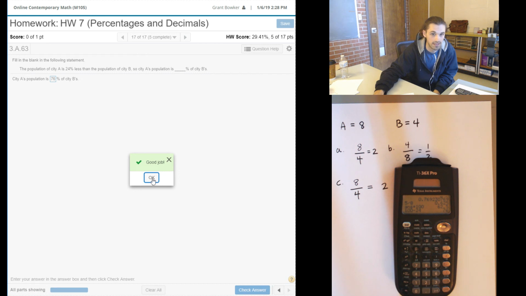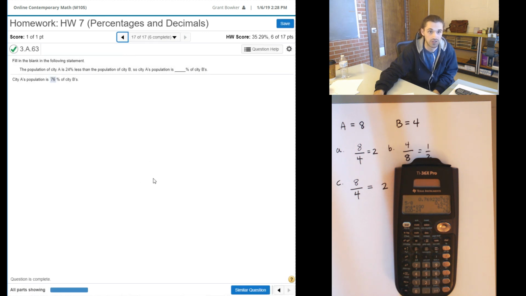All right, and that ends the section on percentages and decimals. This sums up the topics that will be covered on exam number 1. All right, see you on the other side.